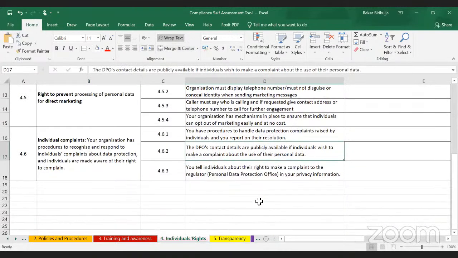Then I should also add, within your documentation of complaints, you need to inform individuals that in case they are dissatisfied with the way you've handled their complaints or the way you've attended to them, they have the right to complain to the regulator, being the Personal Data Protection Office. This should be stated in your policy, for the employees to know, your contractors and vendors, but also your privacy notice.